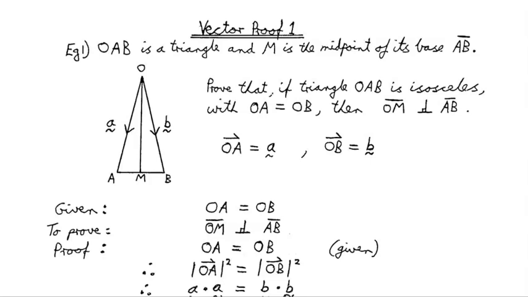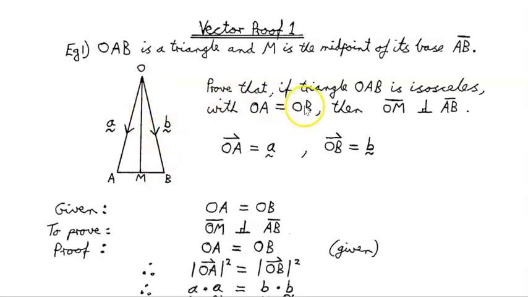So let's start with the triangle OAB. M is the midpoint of its base AB. So here's the line AB, and M is its midpoint, in triangle OAB. This vector on the side here is the vector OA, which we represent as the vector lowercase a with a tilde. OB is the vector lowercase b.